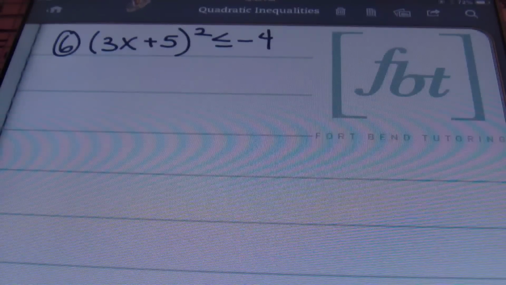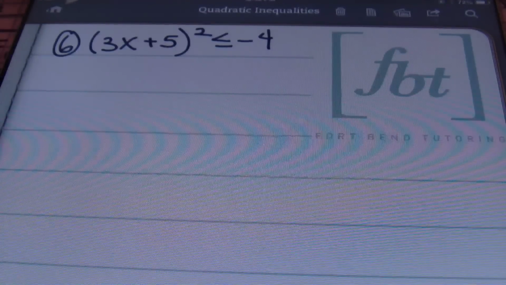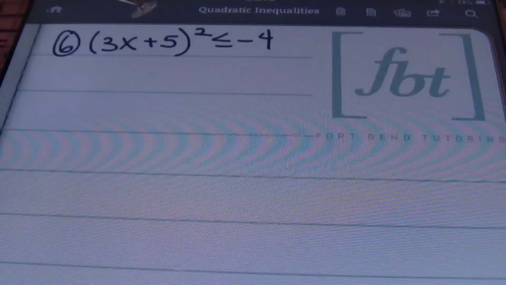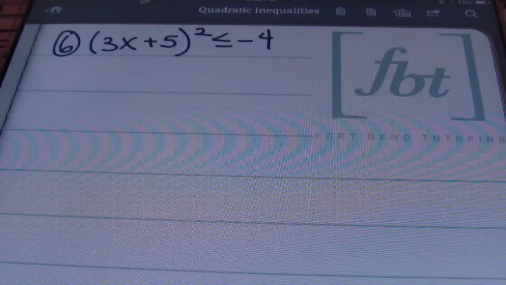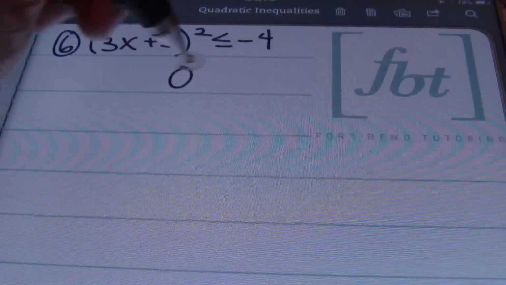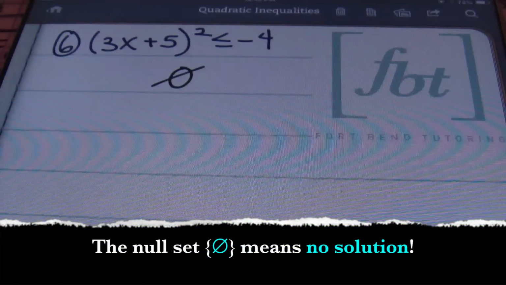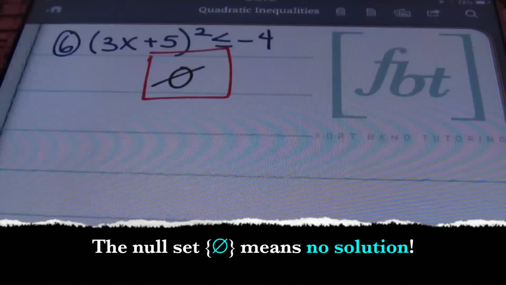the left side of the inequality, is 0 less than or equal to negative 4, ladies and gentlemen? No, it's not. Is a positive value less than or equal to negative 4? Absolutely not. So therefore, this answer here is no solution, ladies and gentlemen. It's the null set. There are no answers to this problem. It's no solution. It's not possible. So that's the answer. And I'm putting a red box around this.